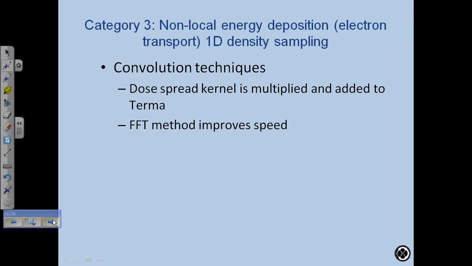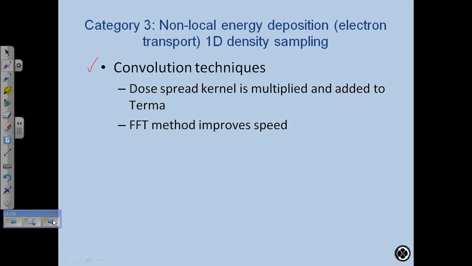Category 3, so there's more accuracy, non-local energy deposition, and electron transport. This category 3 accounts for electron transport, with 1D density sampling. So it just looks at it slice by slice. It ignores the slices above and below. So these are the convolution techniques.